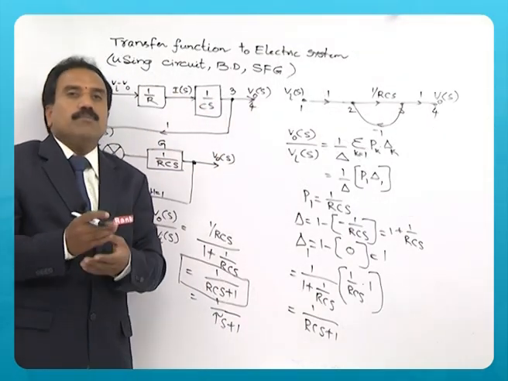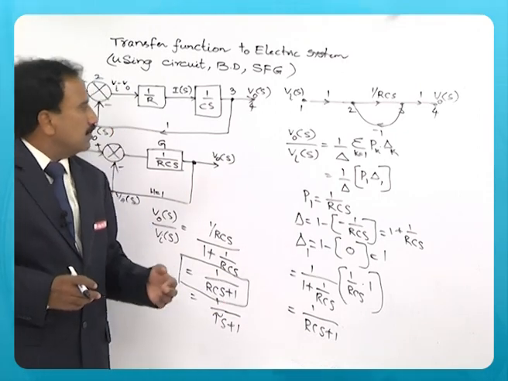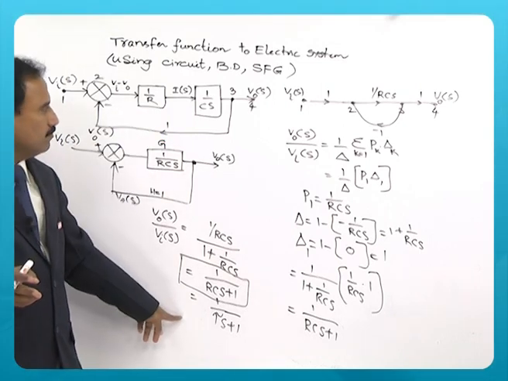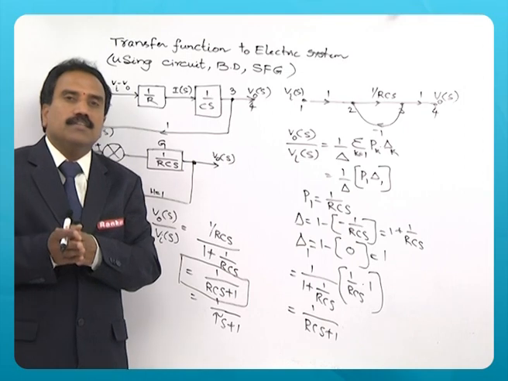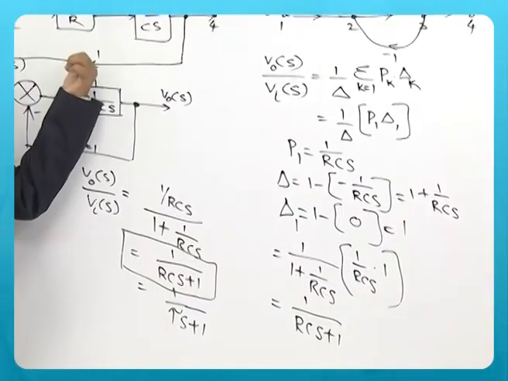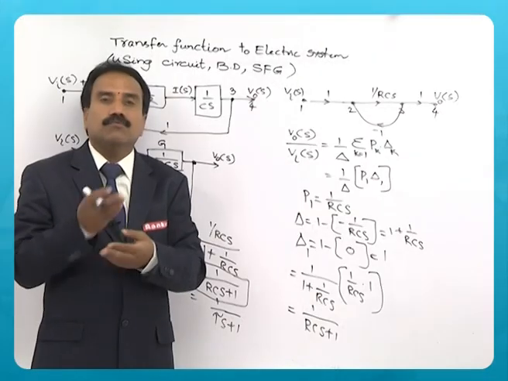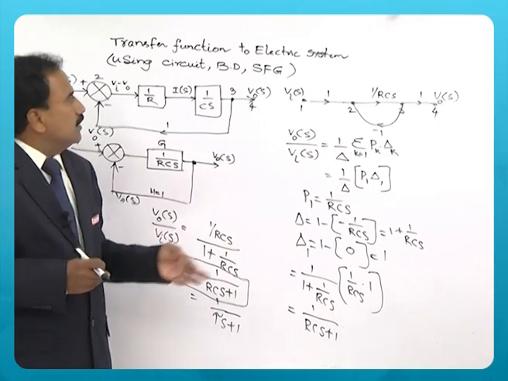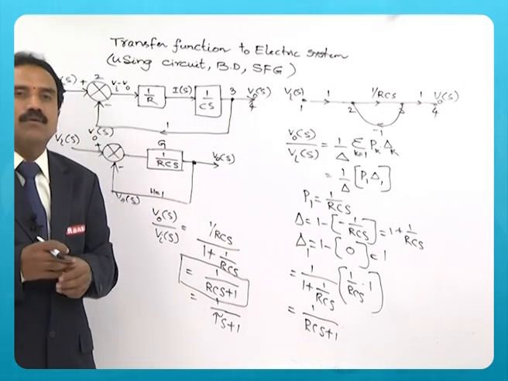So same information: when electrical circuit is given, you got 1 by RCS plus 1. When the same circuit is represented in the form of block diagram, you got the same, and for signal flow graph you got the same. So the questions that can be generated from this problem are: you may be given electrical circuit and asked to draw the block diagram, or asked to draw the signal flow graph and then verify the transfer function. So this is the advantage of having signal flow graph, very easy to find the overall gain of the system.